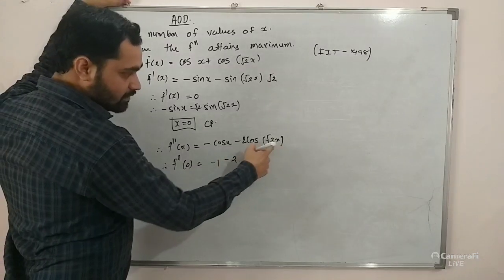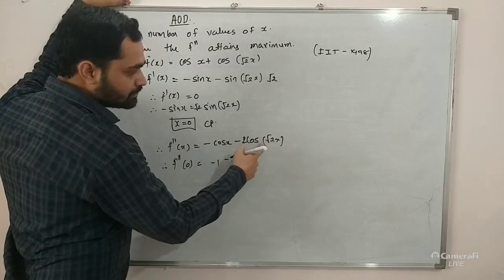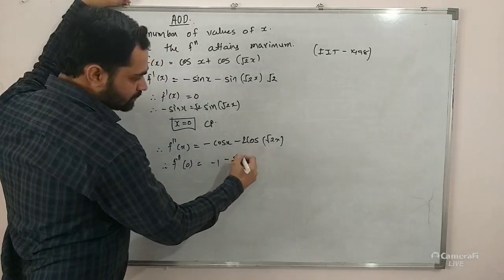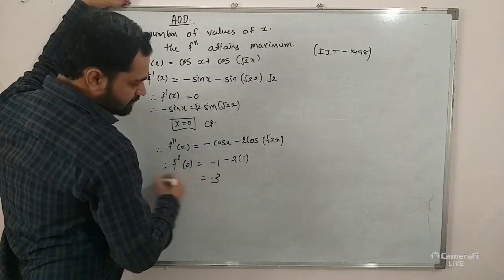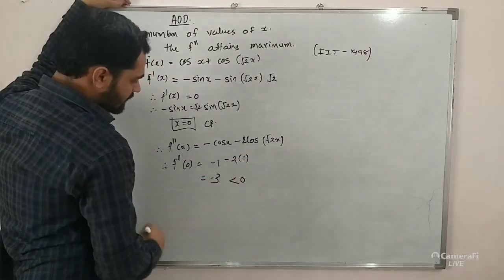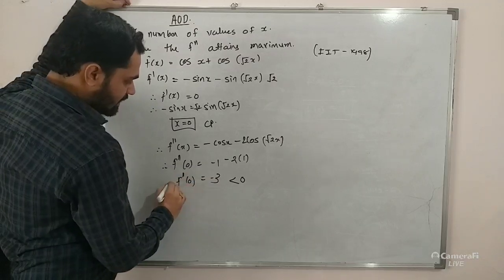What is the value of cos of root 2 into 0? Root 2 into 0 is 0, so it is also 1. So the value is minus 3, which is less than 0. It means f double dash of 0 is less than 0.